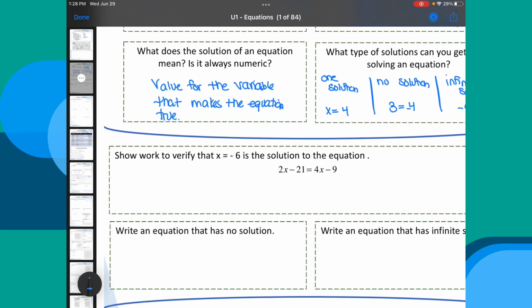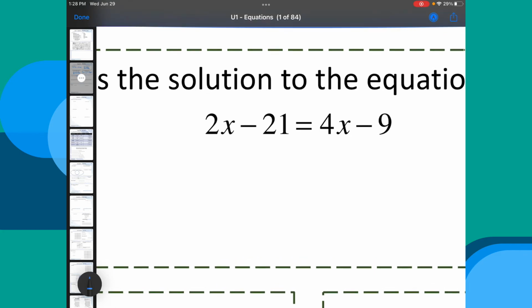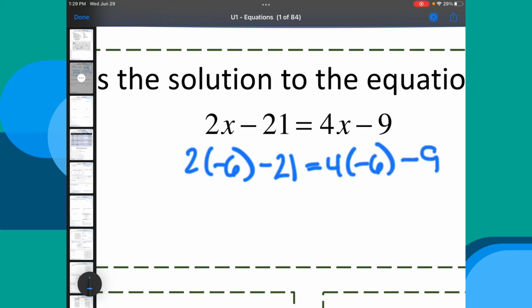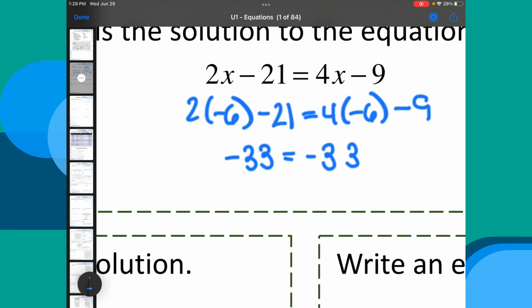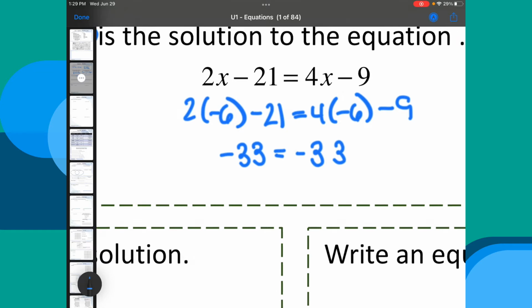So if you want to verify that the answer to the equation is true, you just plug it in. Remember, we always use parentheses when we plug in numbers. So we'll put that -6 in parentheses. We can use our calculator to help us out, or we can use our mental math. And we get -33 is equal to -33. So we can verify that, yes, this is a solution.